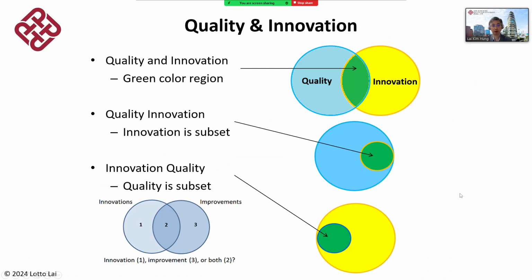Now, what is the relationship between quality and innovation? You can see quality is one set and innovation is another set. They have an overlap. The green area is the overlap. If we talk about quality innovation, innovation is only a subset under quality. If we talk about innovation quality, quality is a subset covered by innovation. However, usually when we say innovation and quality, or quality and innovation, we are talking about both sets similarly and the overlap area.